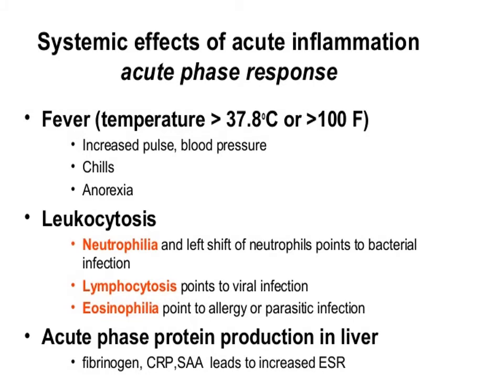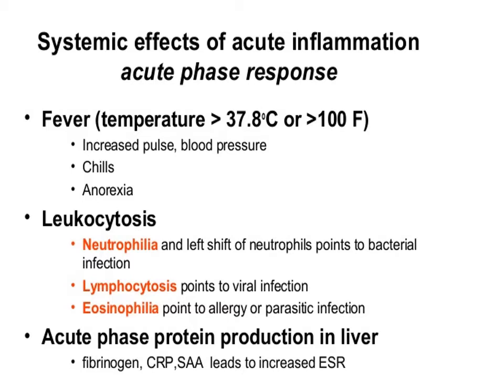Okay, so we're still on the systemic effects of inflammation, right? So the body as a whole, its response to acute inflammation. Well, fever we just spoke about, right? And typically, it just depends which textbook you look at, but some textbooks will say 38 is a temperature. Some will use 37.8.